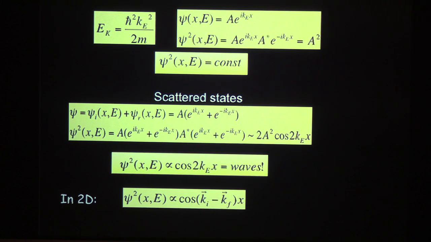So if you have scattering processes, then you can get waves in your system. And in general, in 2 dimensions, psi squared for a free electron would just be cosine of the difference between the incoming and the outgoing waves. So this is a very powerful thing. We can actually get a lot of information by looking at these interference patterns.